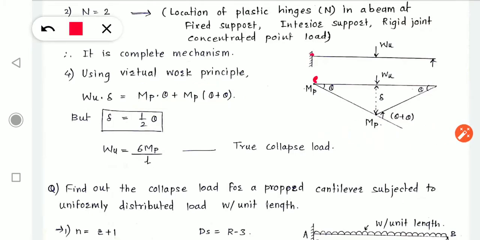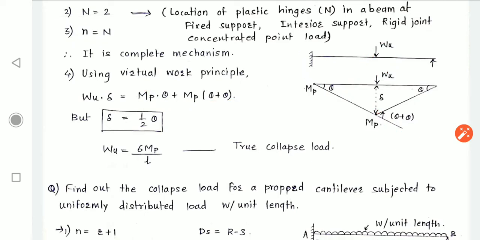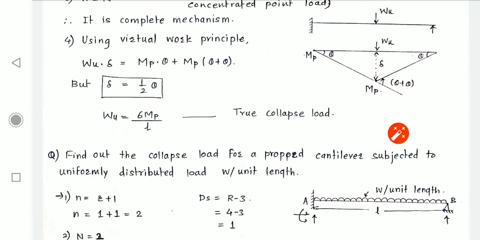Here, the first hinge I said will be developed at the fixed end. The second will be at the concentrated load. So, MP one over here, MP another over here. At these two places, the angles will be theta and theta plus theta respectively. So, I am writing MP into theta for the first plastic hinge and MP into theta plus theta for the second plastic hinge. I hope you understood. Now, let's calculate the deflection value in terms of theta.